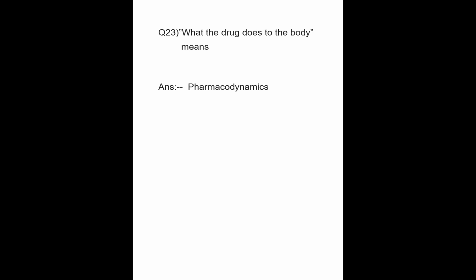Next, the statement is given, what the drug does to the body, and the question is asked, what does it mean? It is pharmacodynamics. There are two branches in pharmacology, pharmacodynamics and pharmacokinetics. Pharmacodynamics is what the drug does to the body. Which of the following is not a liquid dosage form? There are four different options, like enemas, elixir, and ear drop. From that, tablet is the wrong one, which is not a liquid dosage form. So the correct answer is tablet.